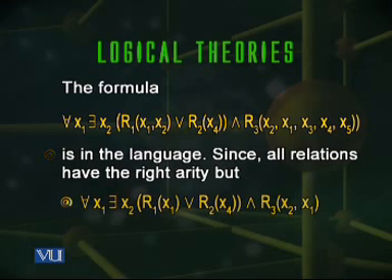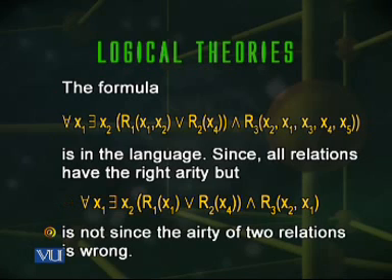On the other hand, the next formula written on the screen, for all x, there exists x2, R1 of x1, or R2 of x4, and R3 of x2, x1, is not in the language because the arity of two of the relations is wrong. So once we have a model and each relation symbol has been assigned a real relation, we are only interested in formulas which have the correct arity. Each Ri has the correct arity in all its occurrences. That defines the language of the model.